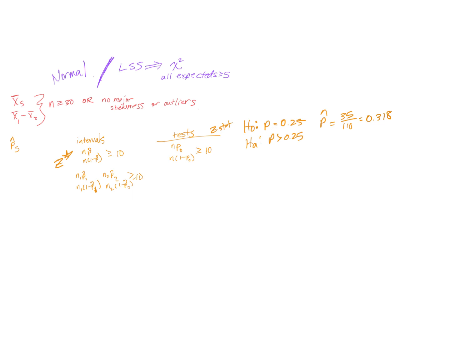Okay. If I asked you to do the interval, you would use this. If I'm asking you to do a test, you would do this. You would use that p, your hypothesized value for p. Okay? Everybody good? There's one more we haven't talked about.